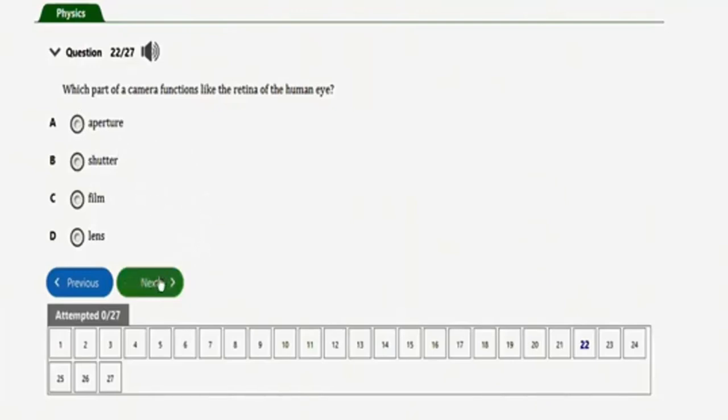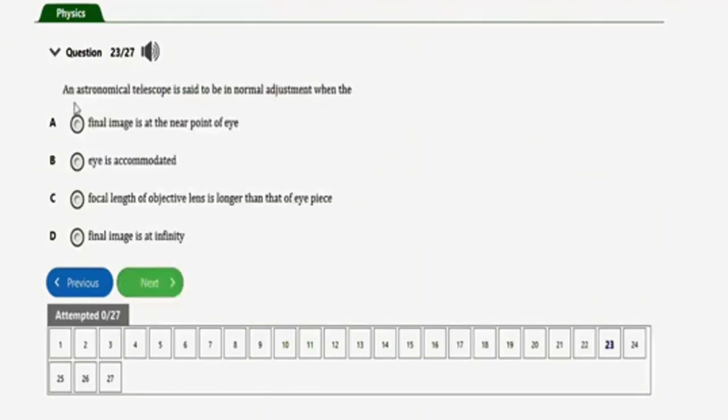Okay, the next question is this one. It says, an astronomical telescope is said to be in normal adjustment when we have: final image is at near point, eye is accommodated, focal length of objective lens is longer than that of eyepiece, final image is at infinity. So the correct option for this question is option D, which is when the final image is at infinity.